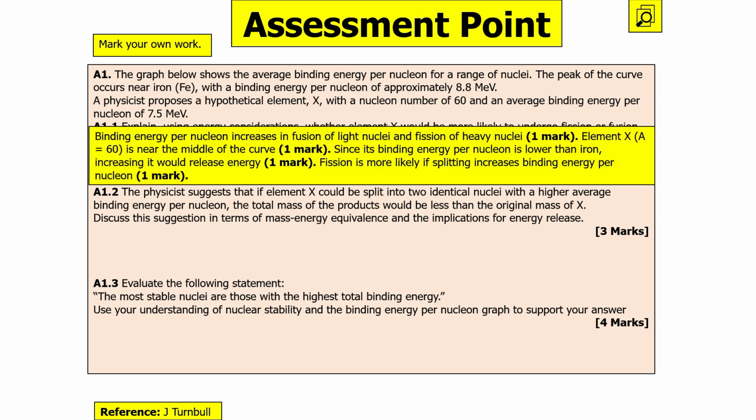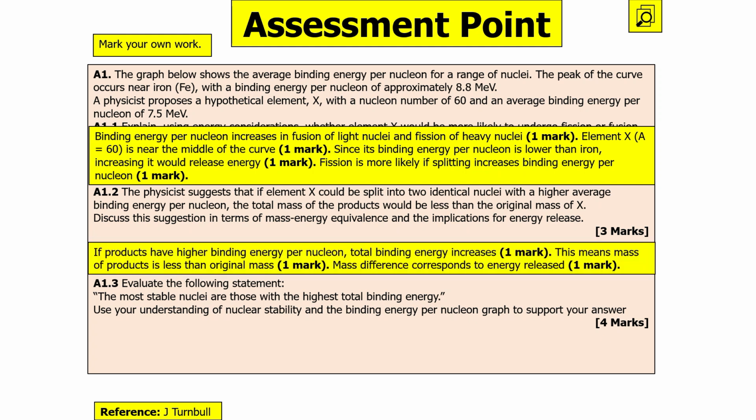In our first one, the binding energy per nucleon increases in fusion of light nuclei and the fission of heavy nuclei. Element X is near the middle of the curve. Since its binding energy per nucleon is lower than iron, increasing it would release energy. So therefore, fission is more likely if splitting increases the binding energy per nucleon. Now, if the products have a higher binding energy per nucleon, the total binding energy will increase. So this means that the mass of the products is less than the original mass, and the mass difference corresponds to the energy being released.